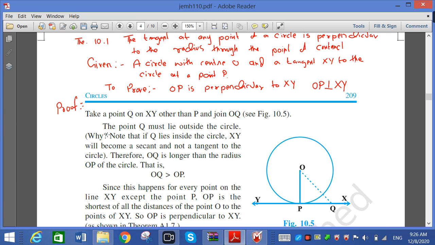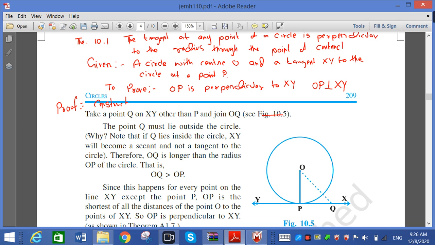Mostly what happens is that if we construct something, here we are taking a point. So we have to write the construction. Take a point Q on XY other than P and join OQ. See the figure, don't write 10.5. Just write: take a point Q on XY other than P and join OQ. The point Q must lie outside the circle.